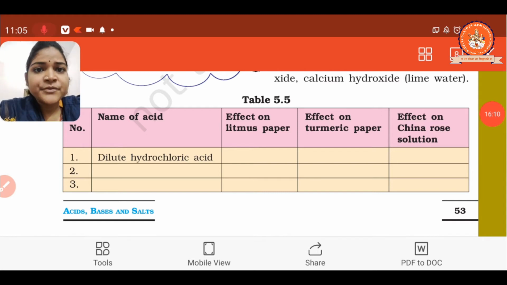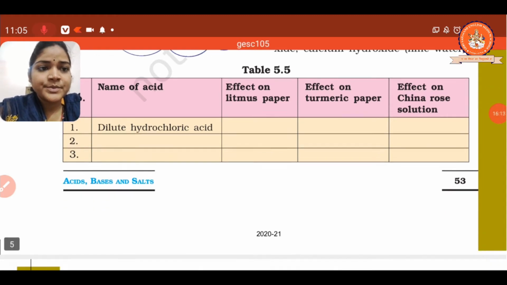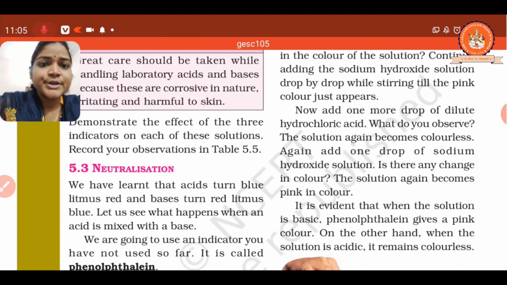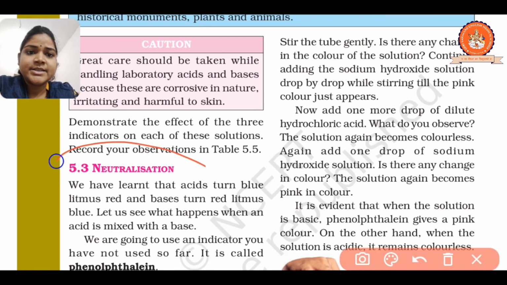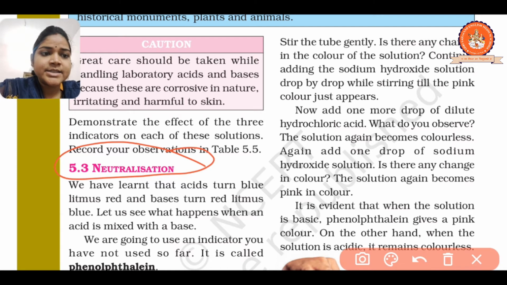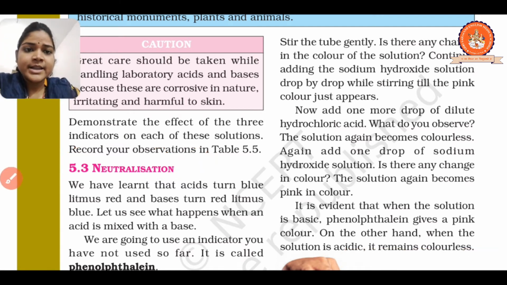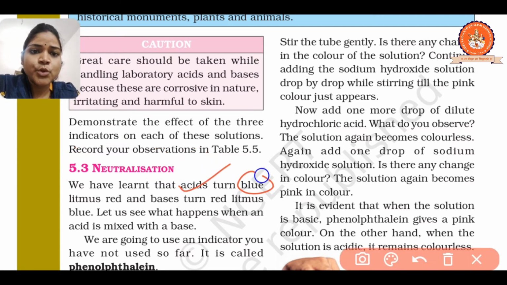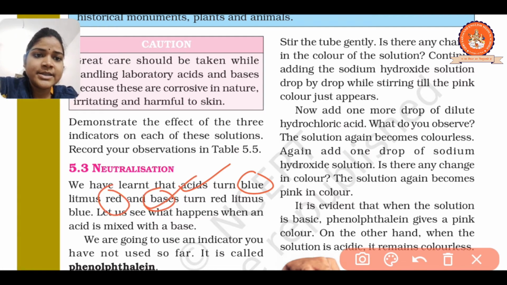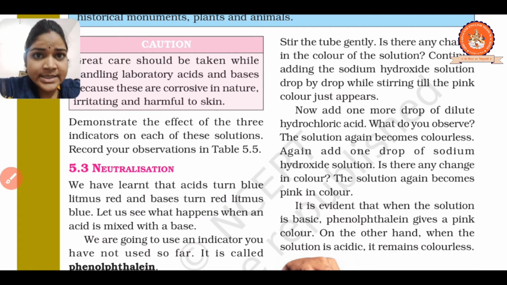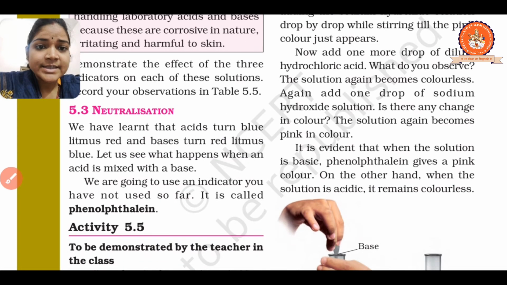Table number 5.5, complete it at your home. Next is neutralization. What is neutralization? We all learned that an acid turns blue litmus paper red and a base turns red litmus paper blue. But what happens when an acid is mixed with a base?